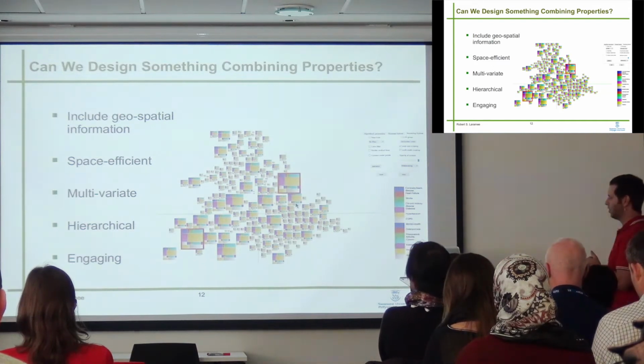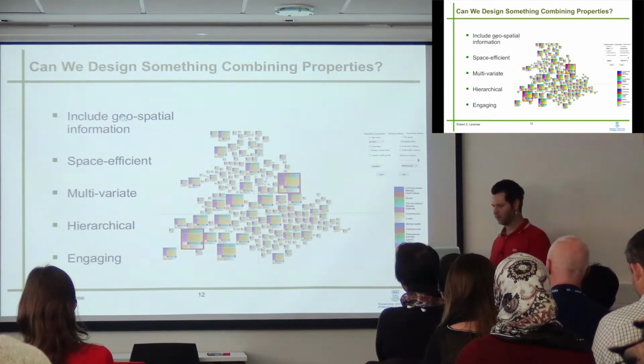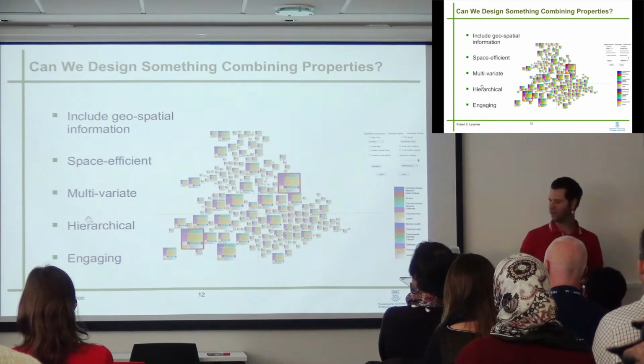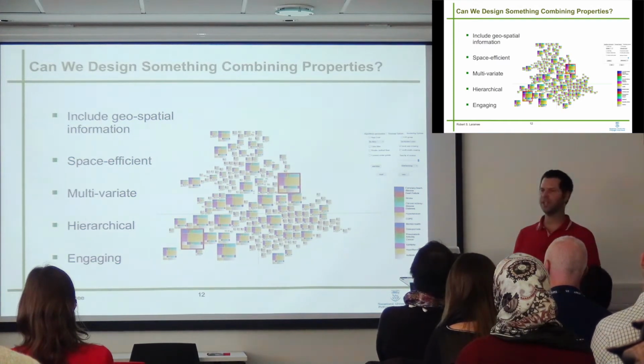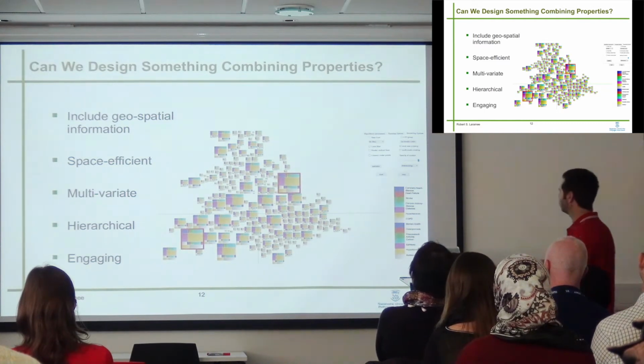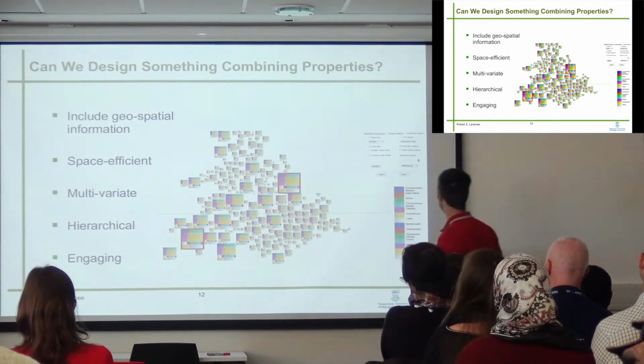So we want to come up with a visual design that includes the geospace, that's space efficient, that can handle multivariate data, it can handle hierarchical data, and be engaging all at the same time. Right? And this is a preview of what we call the cartographic tree map.